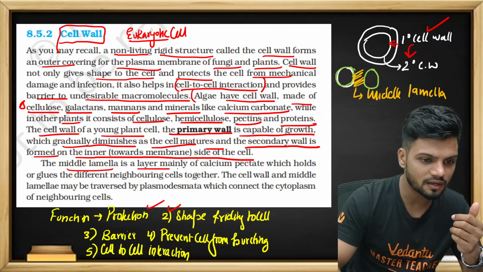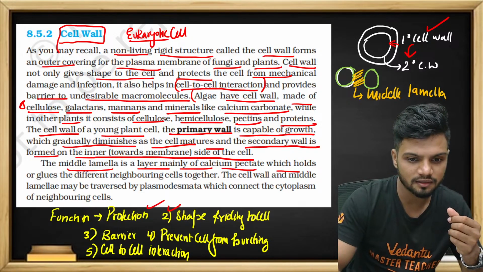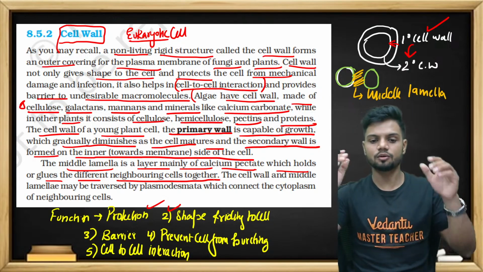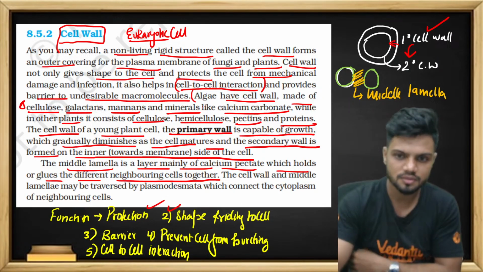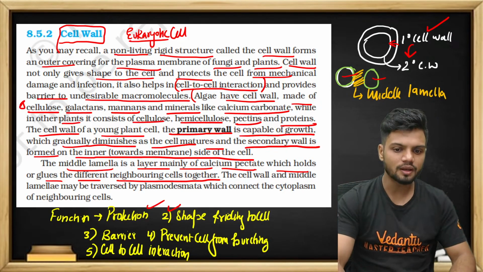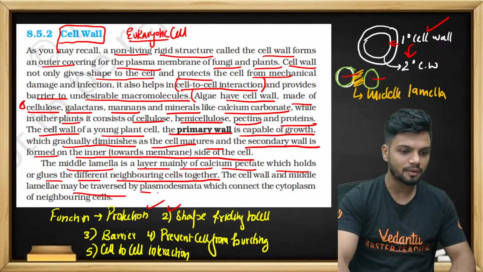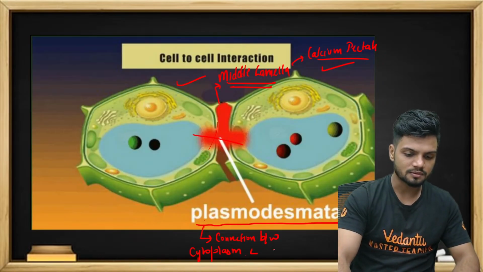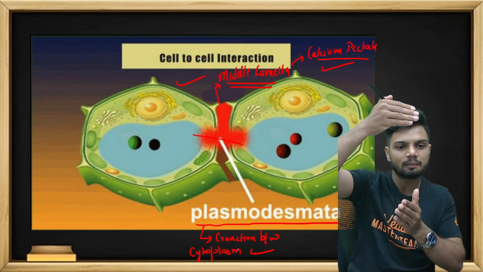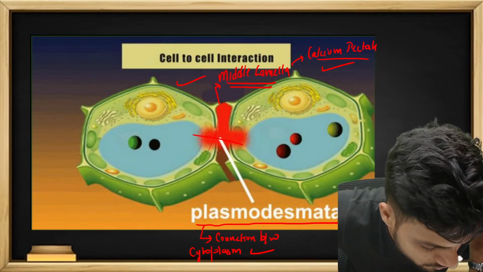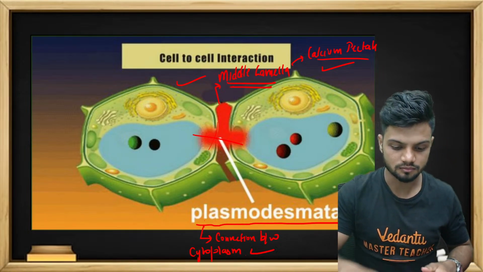The middle lamella is a layer mainly of calcium pectate which holds or glues different neighboring cells together. So middle lamella is the glue which is holding the two cells together. Can you see here? The two cells are connected with the help of middle lamella. The cell wall and the middle lamella may be traversed by plasmodesmata connecting the cytoplasm of the neighboring cells. Middle lamella is the glue in the middle. Understood, all of you?